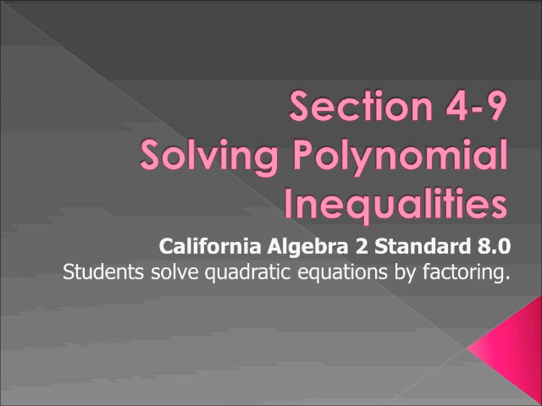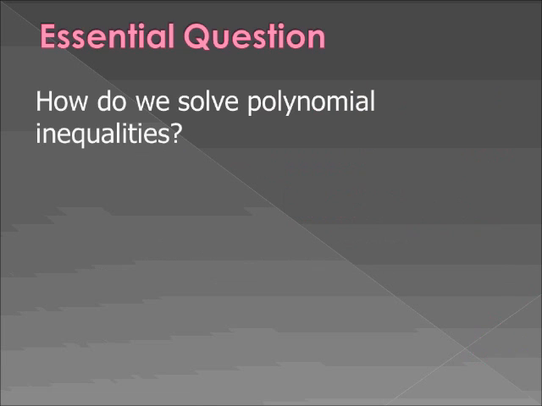Alright, section 4.9, solving polynomial inequalities. Today we'll be doing something very similar to what we've been doing the last couple of days. The only difference, no more equal sign. Because equal sign is for people that like black and white. But we like to delve into gray areas. We like uncertainty. Alright, how do we solve polynomial inequalities?